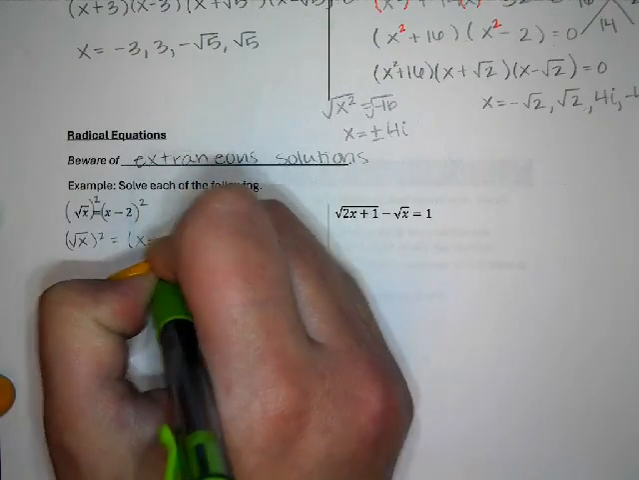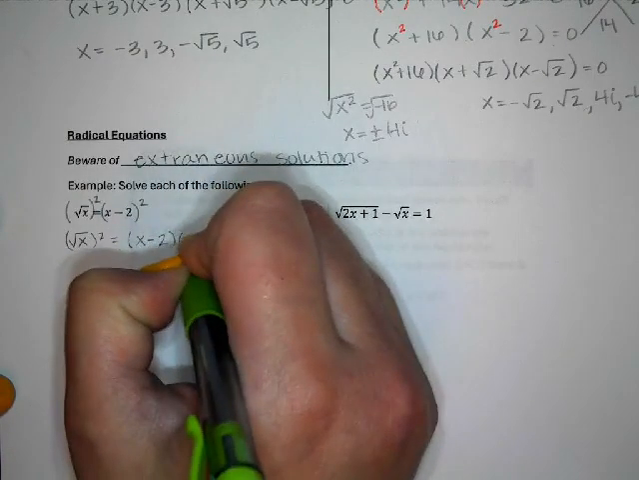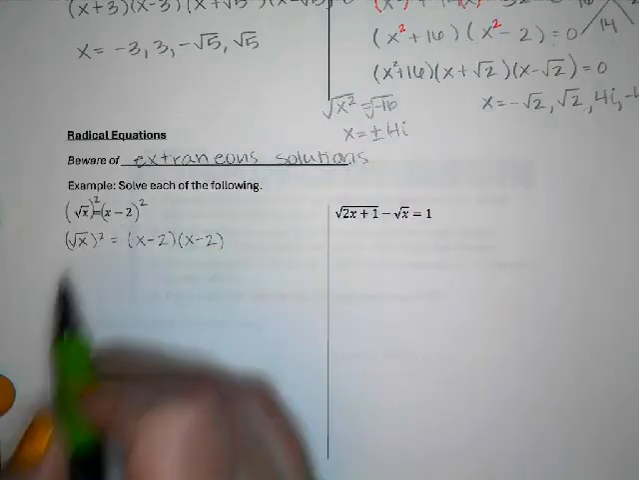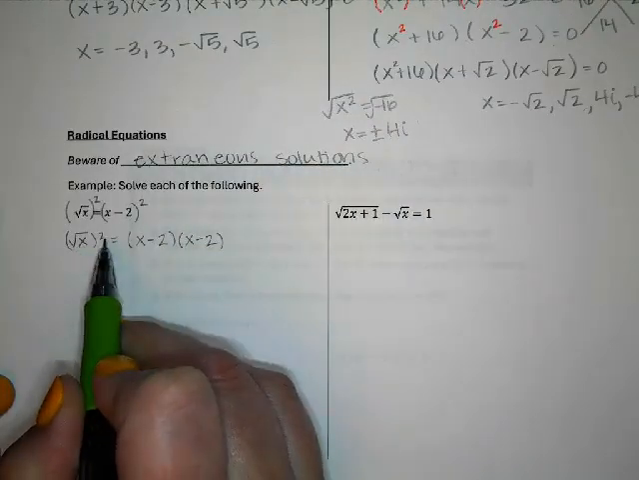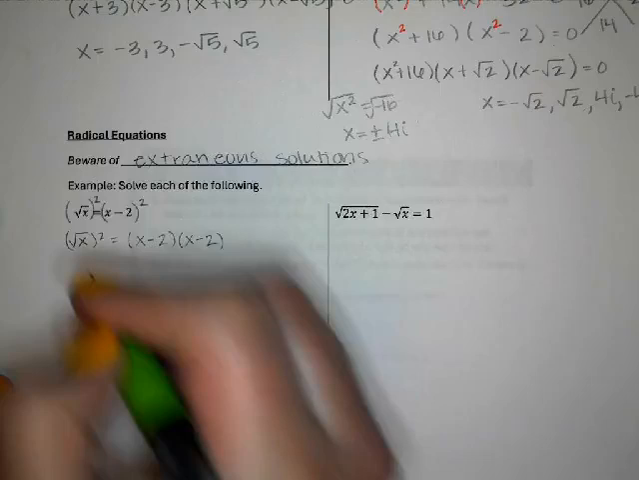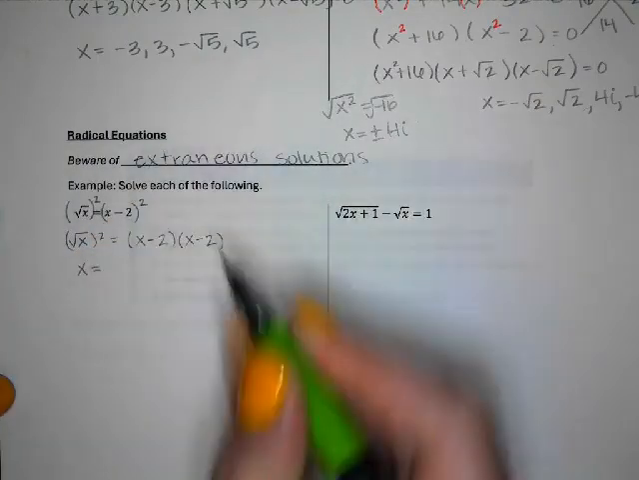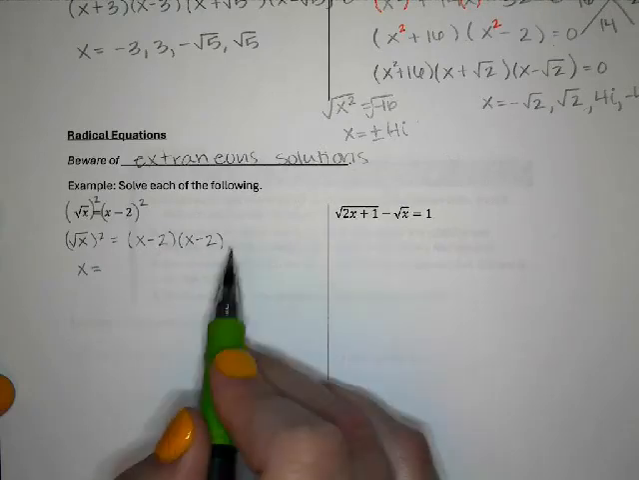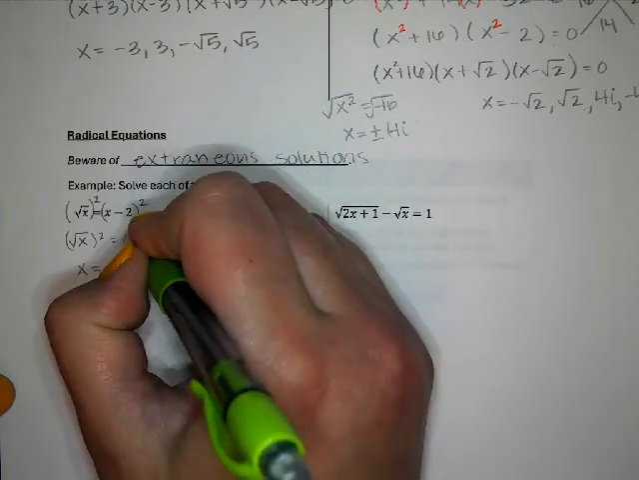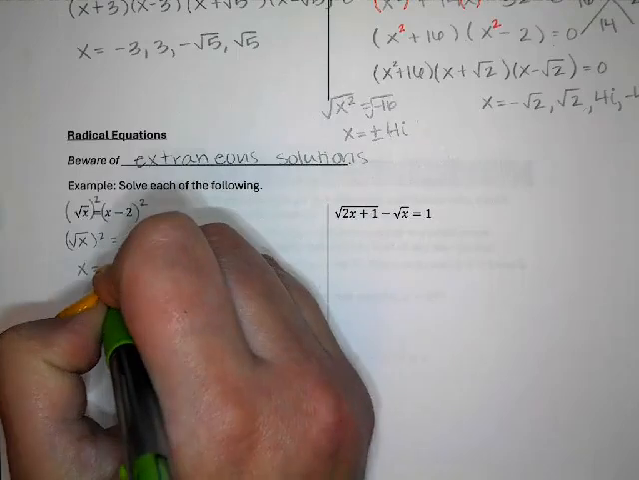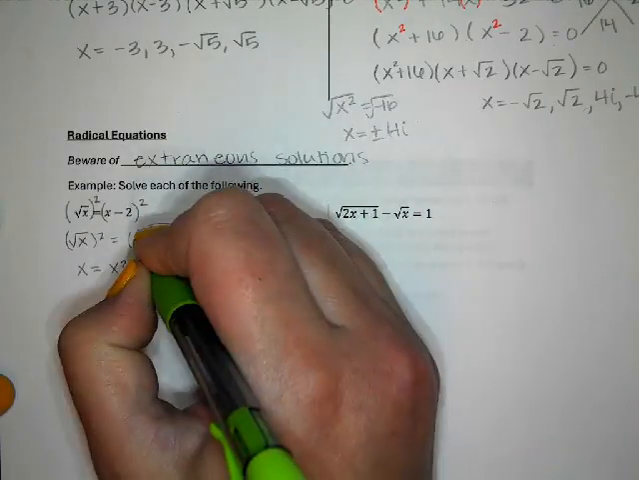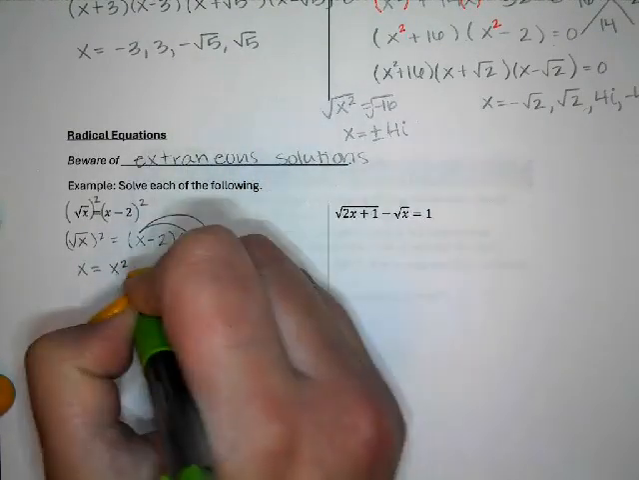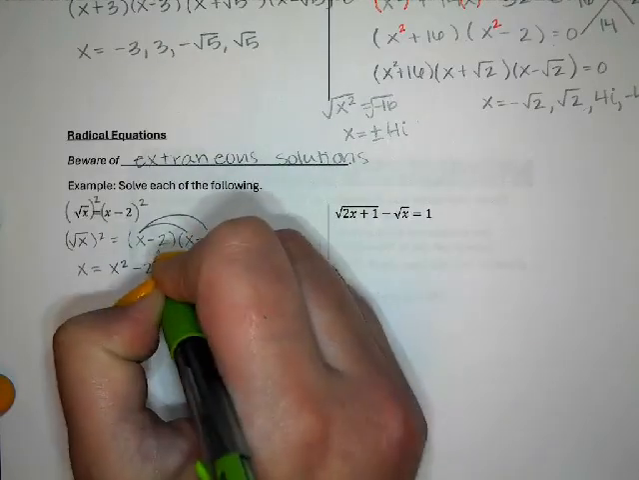So the square root and the square, they cancel each other out, and I just get x. And then over here, we have to multiply out these parentheses. You might think of it as foiling. So x times x squared, x times negative 2, negative 2 times x, negative 2 times negative 2.